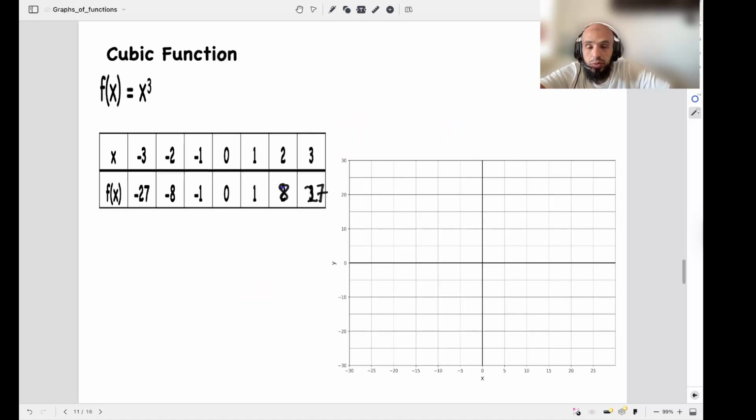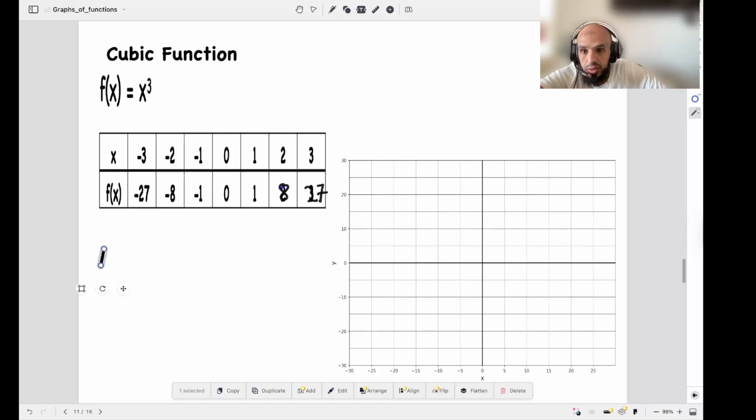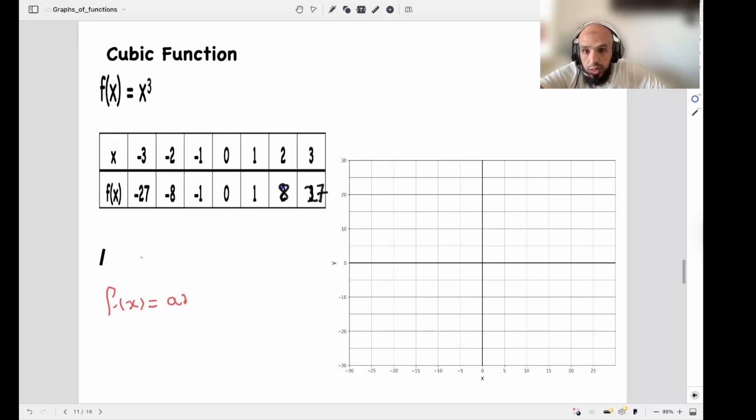Now if you look at the cubic function, the cubic function is one of the basic functions. This one here is the most basic form of it, but in general, any cubic function is any function of the form f of x equals ax cubed plus bx squared plus cx plus d, and a is not equal to 0. The most basic form of it is when f of x is equal to x cubed.